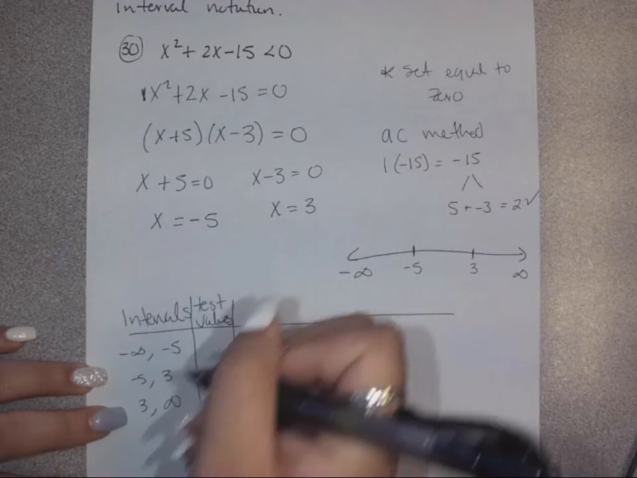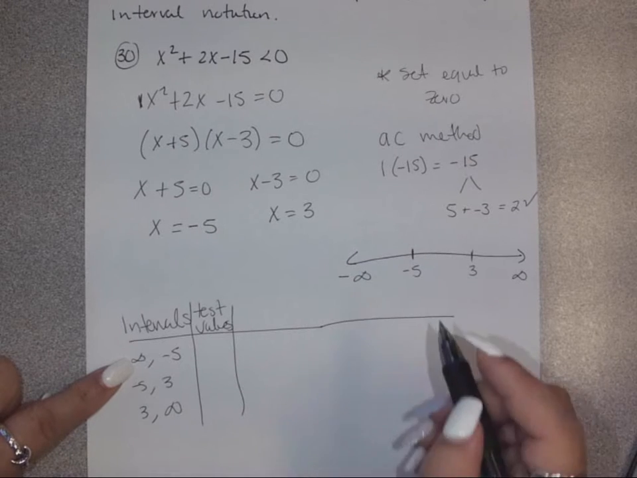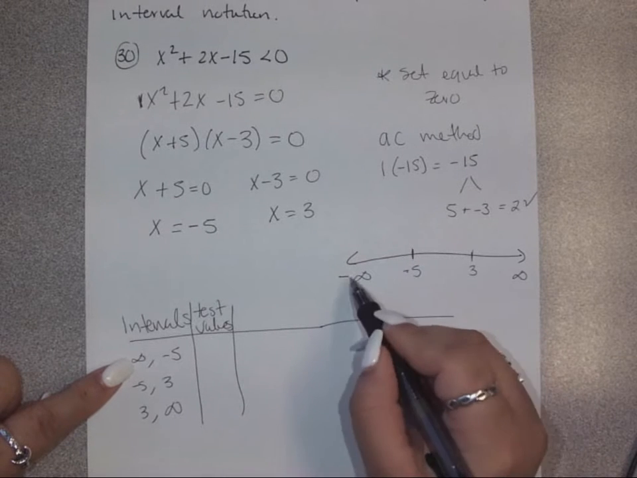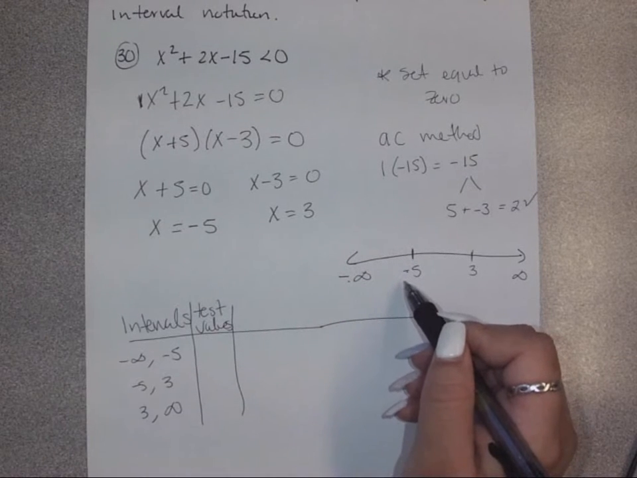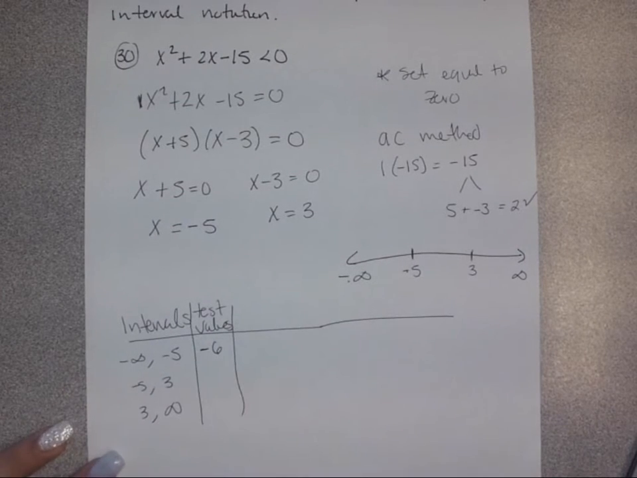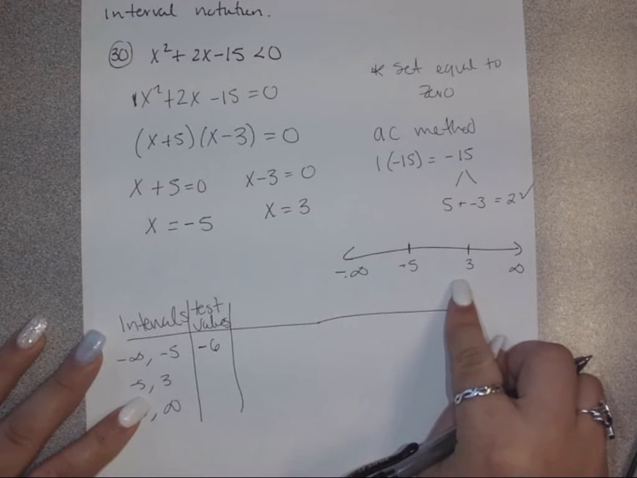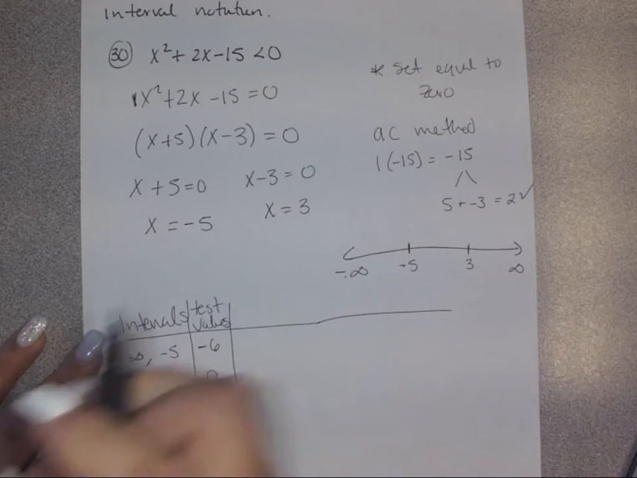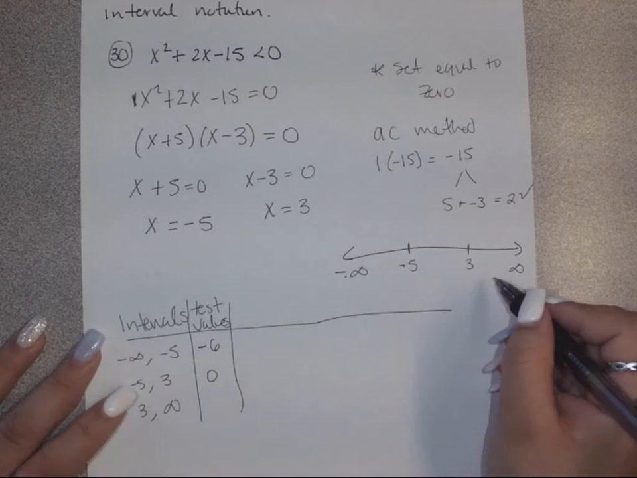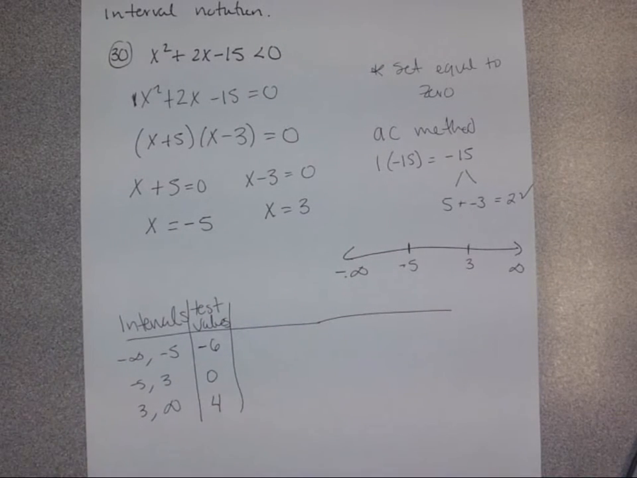Test values are the values that we're going to test, but they have to be within your interval. For the interval from negative infinity to negative 5, it has to be something less than negative 5, so we can pick negative 6. For the interval from negative 5 to 3, you have to pick a number in between, so a good number would be 0. Then you have to pick a number that's greater than 3, so you can pick 4. You cannot use those actual endpoint values. It has to be a value that is before or after that value.